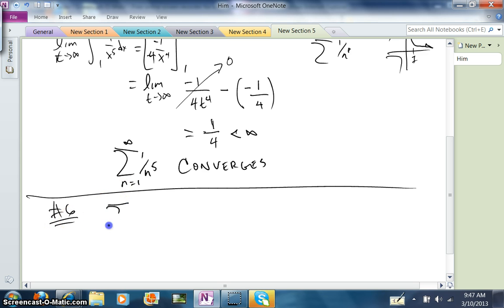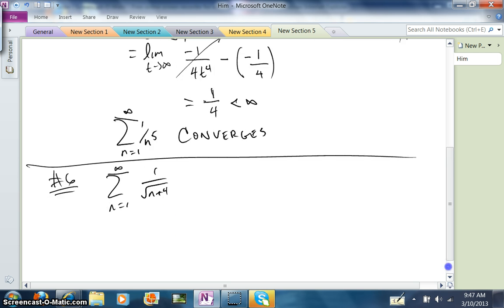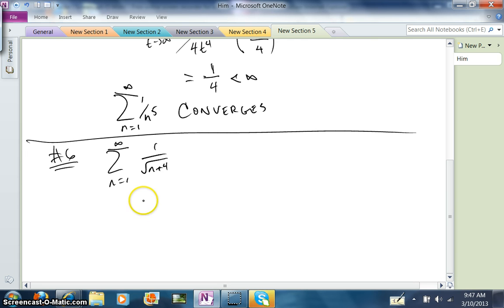Number 6. There's our series. We want to know whether it's convergent or divergent. The command is to use the integral test to determine this. So I'll immediately set up an integral from 1 to infinity of 1 over root x plus 4. And then that's equal to the limit as t goes to infinity.